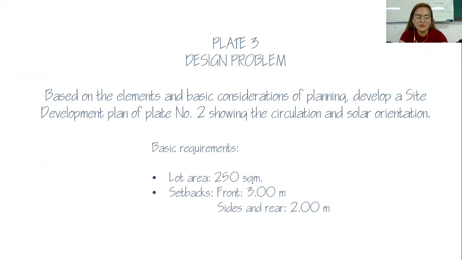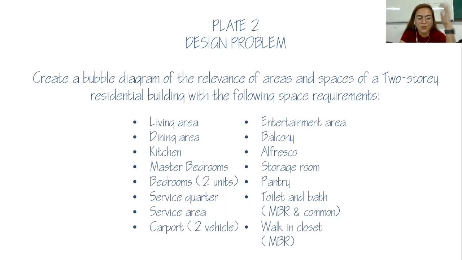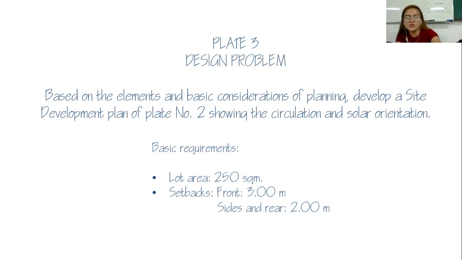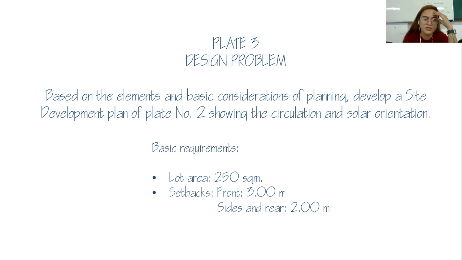So the basic requirement is 250 square meters. It depends on your dimensions, as long as the total lot area is 250 square meters. The setbacks will be 3 meters for the front, and 2 meters for the sides and the rear. With the basic requirements, this is just the minimum. 250 square meters, you can always go above it. So that's the minimum requirement. If you're going to have a 300 square meter lot, it's okay, it's fine. As long as 250 is the minimum. So this is what you will draw. You need to have the area, and it's important here to put the north direction.